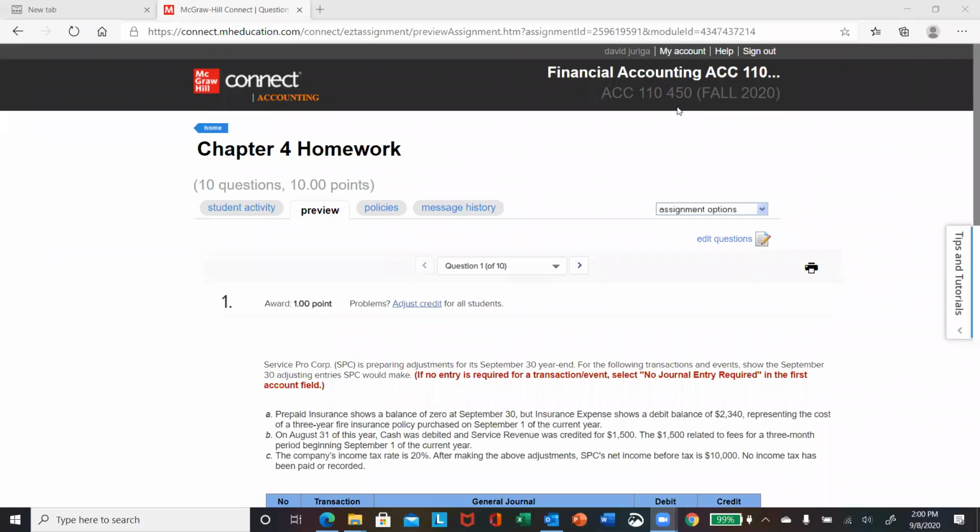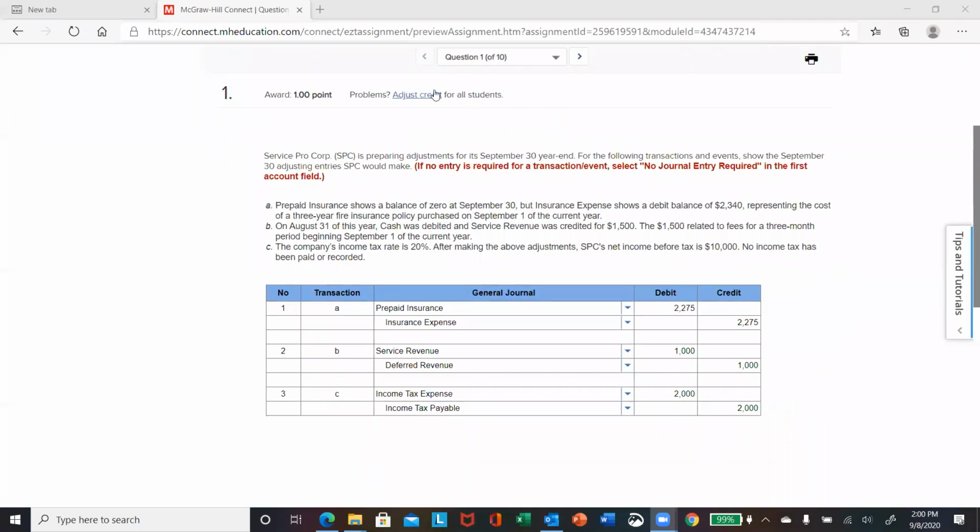All right, so let's check out your chapter 4 homework. This is problem number 1, and it looks like we got 3 adjustments. So on problem number 1, we've got the Service Pro Corp, SPC. They're doing their September 30th year-end financial statements. So we're doing this for the end of September 30th. We've got 3 potential adjusting entries, starting with the first one.